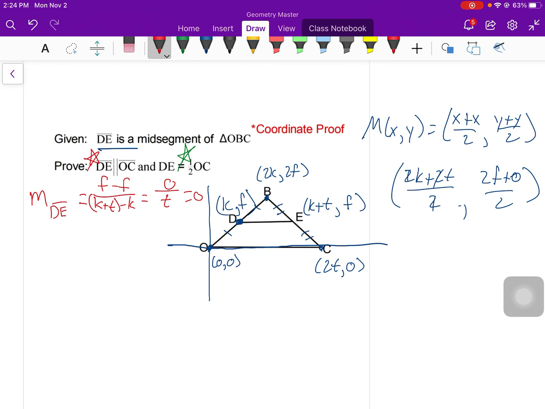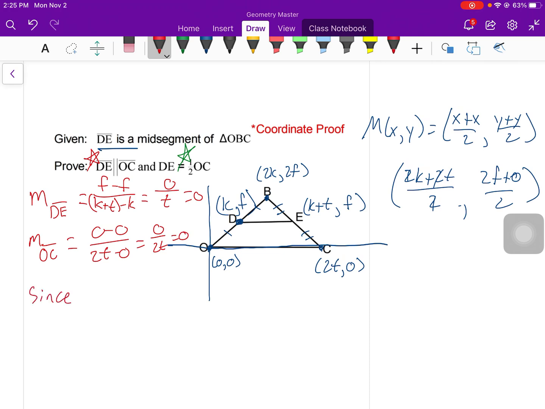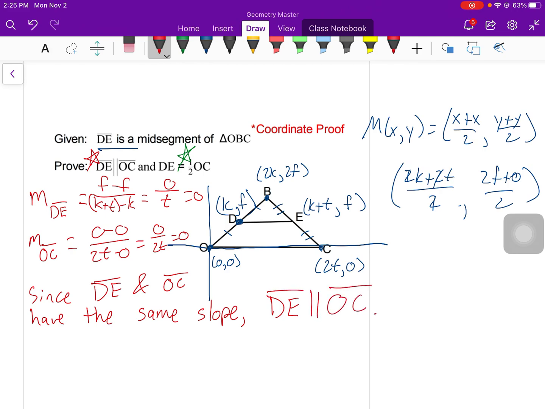So all I did was y2 minus y1 over x2 minus x1: this f minus that f over k plus t minus k. All right, now I'm going to do the same thing with segment OC, but this one's going to be really easy because it's 0 minus 0 over 2t minus 0, which is 0. So since segment DE and segment OC have the same slope, we are able to say that segment DE is parallel to segment OC.